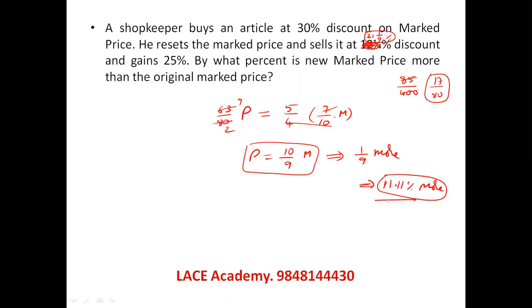11.11% more than the original market price. This is the new market price. This is the original market price. So this discount is 21 1/4, not 12 1/4. Okay, let's see the next question.